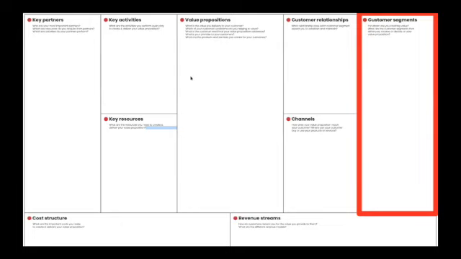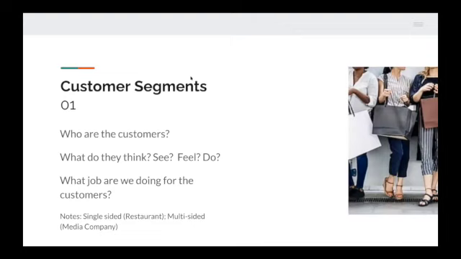And so the first segment we're going to talk about is the customer segment. It's highlighted in red on the right hand side of the canvas. So what is a customer segment? It basically identifies who your customers are, and more importantly, what they think, see, and feel. When you identify them, it really helps you understand what you are actually doing for them.